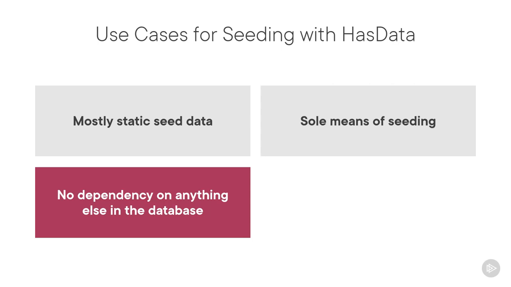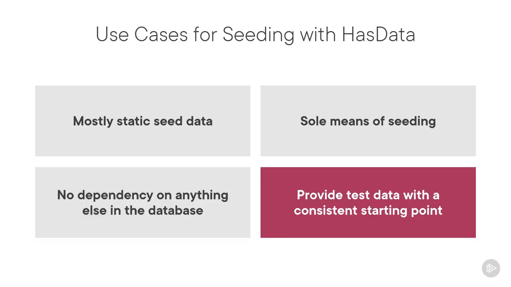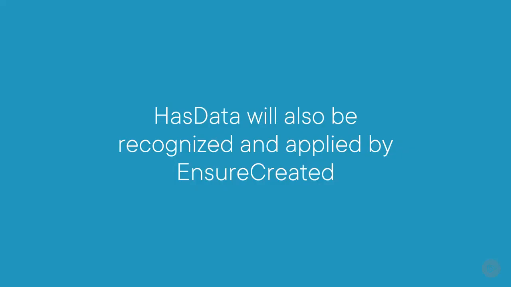Another scenario where this method is helpful is when the seed data doesn't have a dependency on anything else in the database. And again, this is to avoid the possibility of side effects. This method is great for testing where you need data in your tests and you want to be sure that they start with a consistent set of data. There's one last point I want to make sure you're aware of about seeding. If you use the HasData method for seeding in your DbContext, the EnsureCreated method will also recognize and execute that if that method is being used to create a new database.